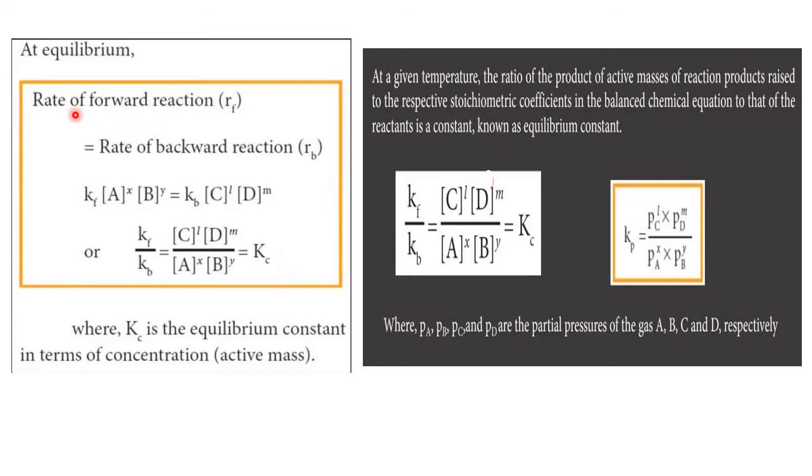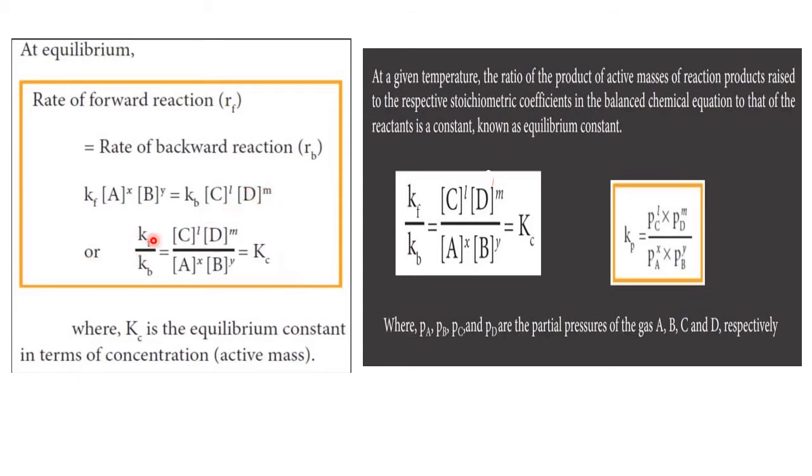Okay, so we can write this statement: rate of the forward reaction is equal to rate of the backward reaction. So Rf is equal to Rb. What is the expression for Rf and what is the expression for Rb? Instead of Rf you have to substitute Kf into A power X into B power Y, which is equal to Rb. Instead of Rb you have to substitute Kb into C power L into D power M.